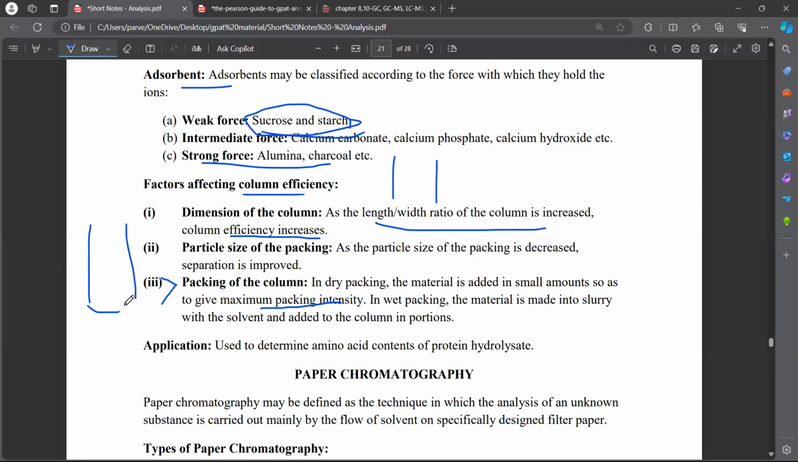So in dry packing, we first add the stationary phase so that we can have the maximum packing of the stationary phase into the column. Then we add the mobile phase. While in wet packing, we first prepare a slurry. Guys, is the slurry made by the insoluble solid particles or the soluble solid particles? Great. So basically the slurry is made up of the insoluble solid particles.